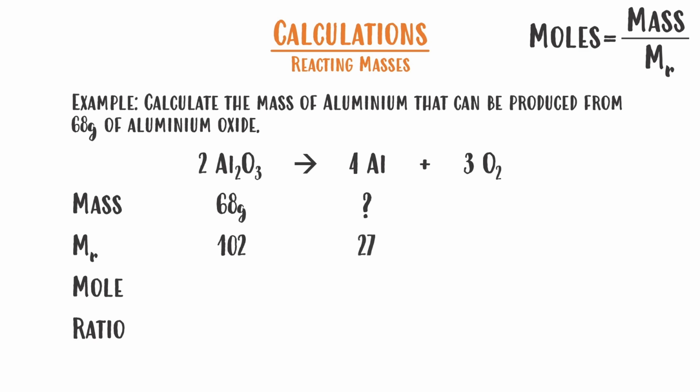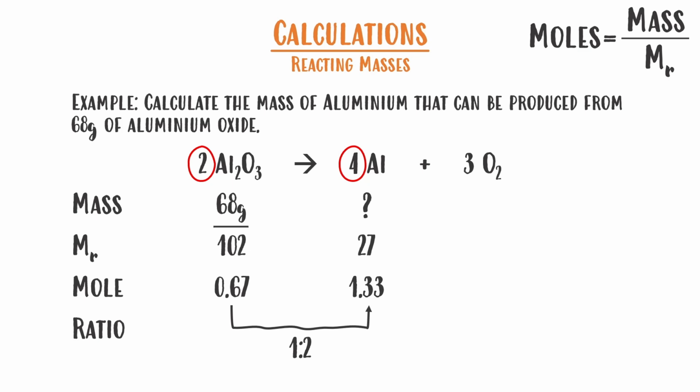The only thing I can now do is work out the mole of aluminium oxide, 0.67. Now, to work out the moles of aluminium, I need to look at my molar ratio, 2:4. And if we simplify this down, it's a 1:2 ratio. So for each 1 mole of aluminium oxide, I produce 2 moles of aluminium. So I'm going to have 1.33 moles of aluminium. And again, my final step here is to now multiply to give me my final answer of 36 grams of aluminium.